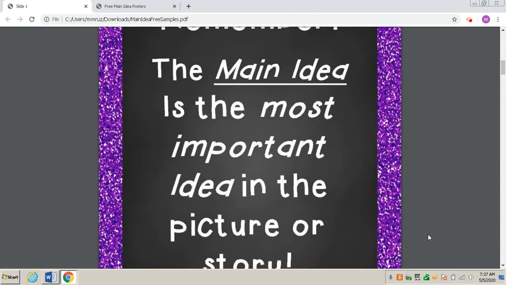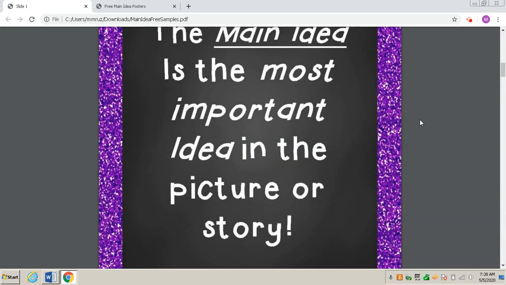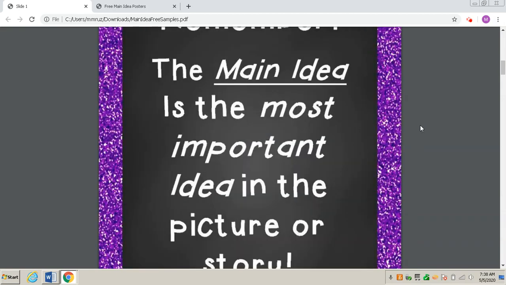Today, we are going to talk about the main idea. What is main idea? Main idea is the most important idea in a picture or story. So today we're going to take a look at a few pictures and then we're going to look at a few stories and we're going to find the main idea in each of them.